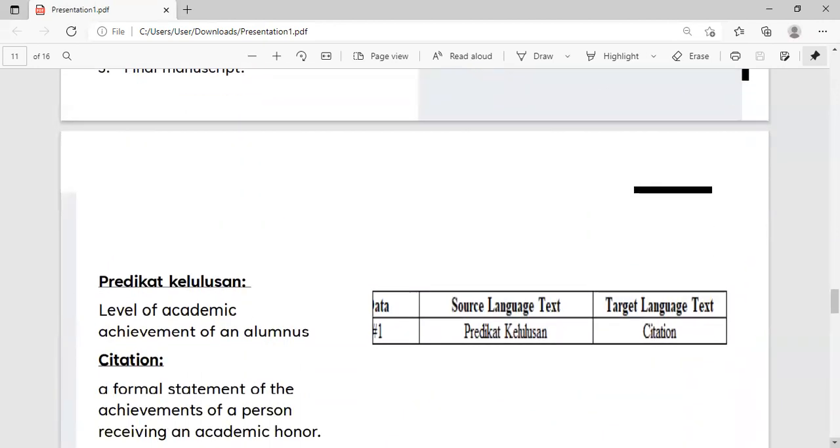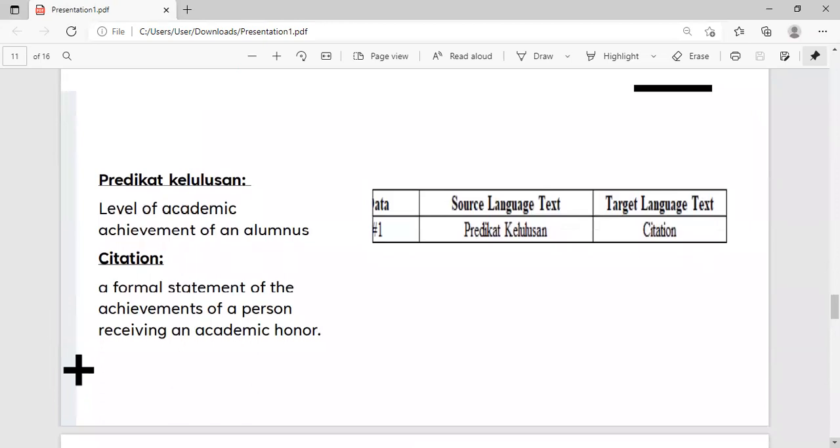And these are the findings. Okay, the first data is, I had difficulties translating the term predikat kelulusan. What I did was to consult a dictionary, in particular KBBI, to find out the meaning of predikat kelulusan. Based on my reading, I concluded that predikat kelulusan is the level of academic achievement of an alumnus. And the predikat kelulusan is determined by one's GPA.